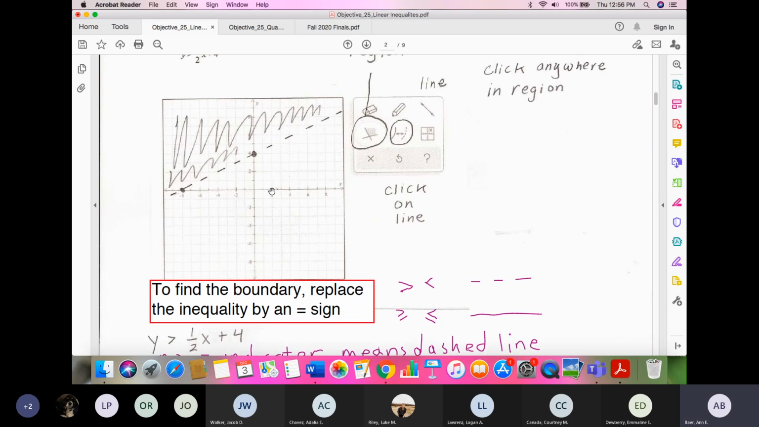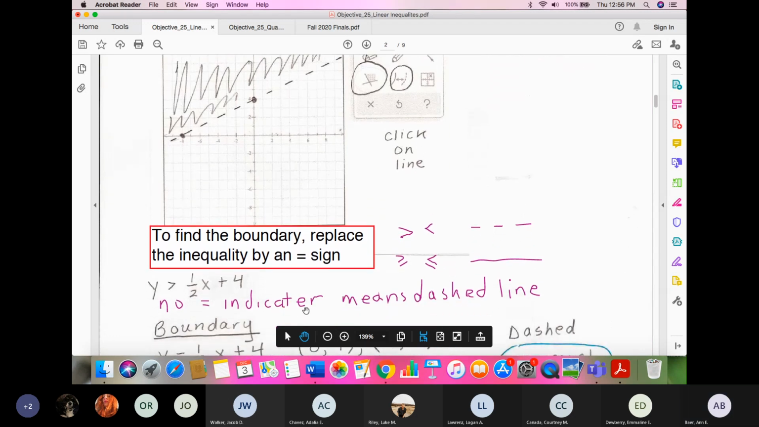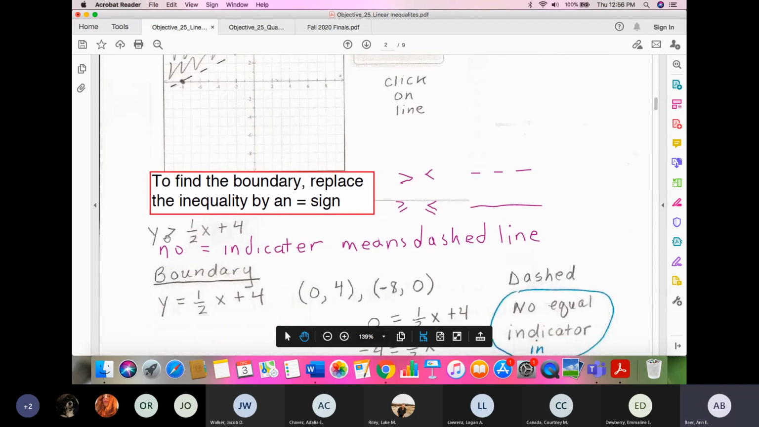So we want to find the boundary first, just like we did earlier today. Replace the inequality by an equal sign. So here's our original inequality.